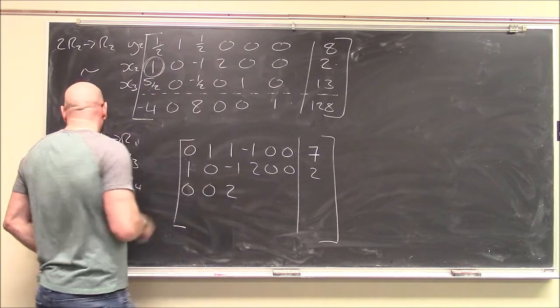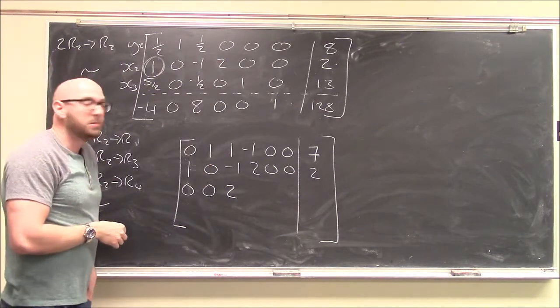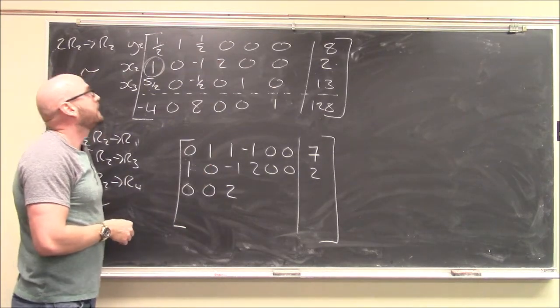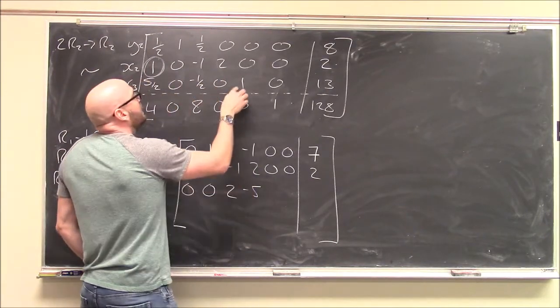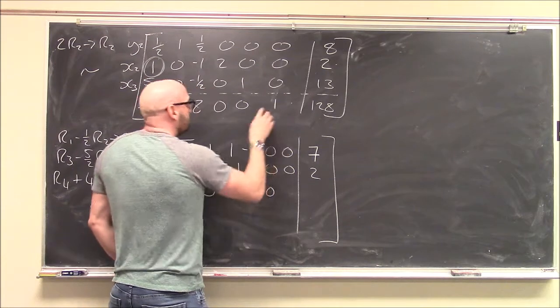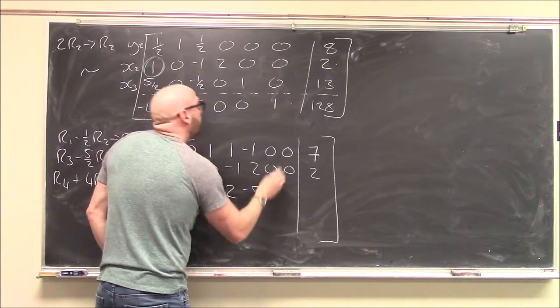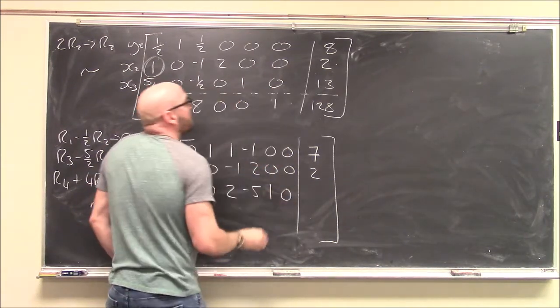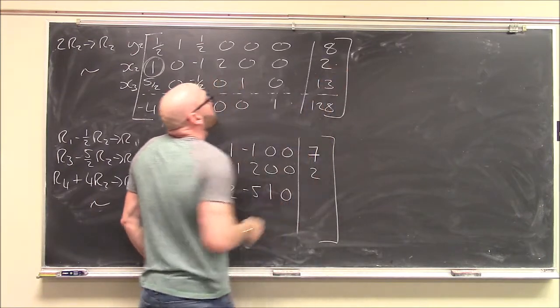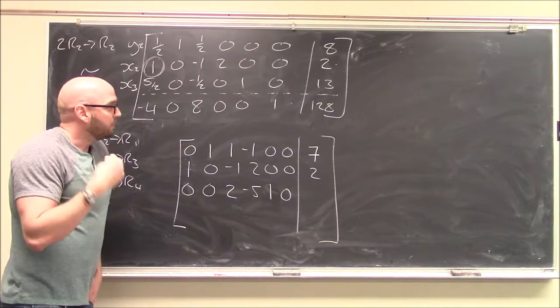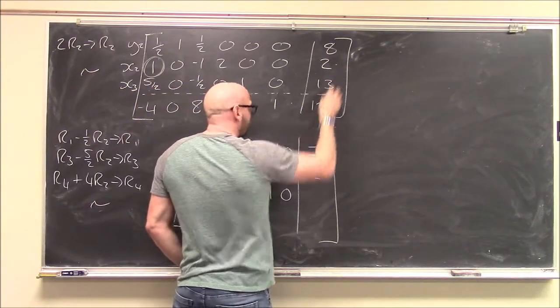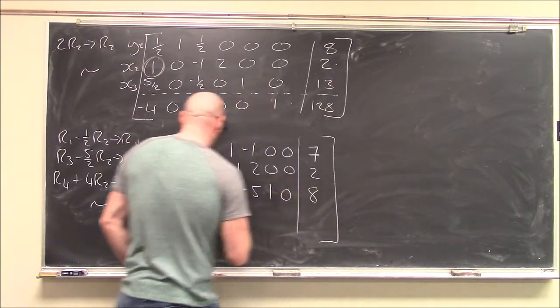0 minus 5/2 of 2. 5/2 times 2 is 5, so this is 0 minus 5 is minus 5. 1 minus 0 is 1. 0 minus 0 is 0. And 13 minus 5/2 times 2, again 5/2 times 2 is 5, so this is 13 minus 5 is 8.